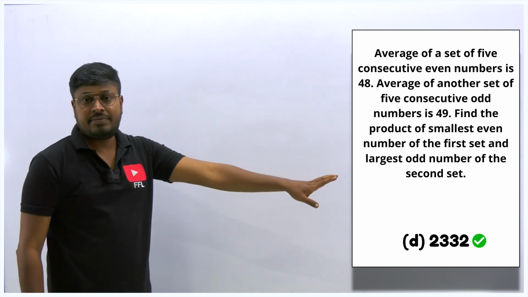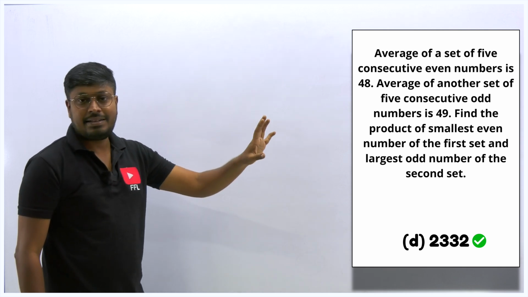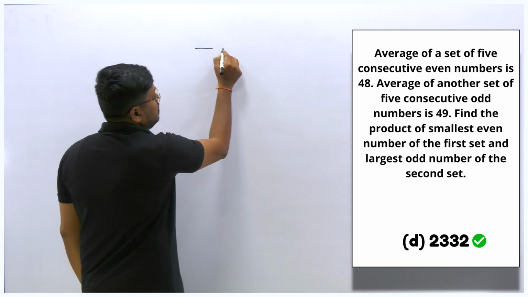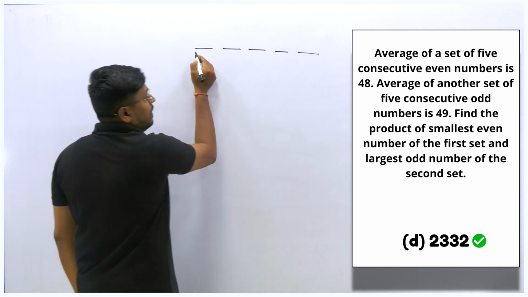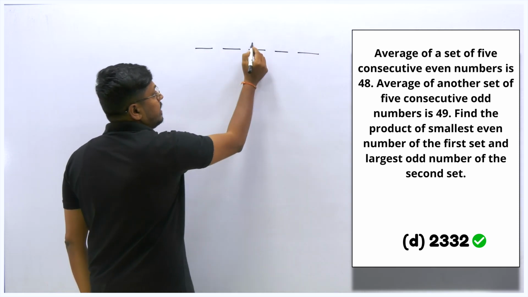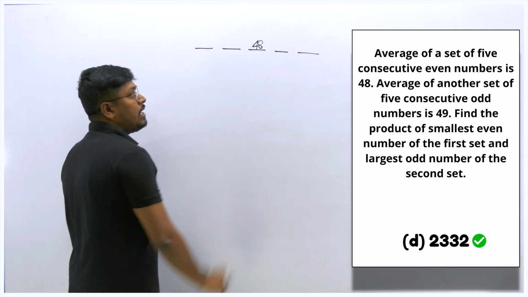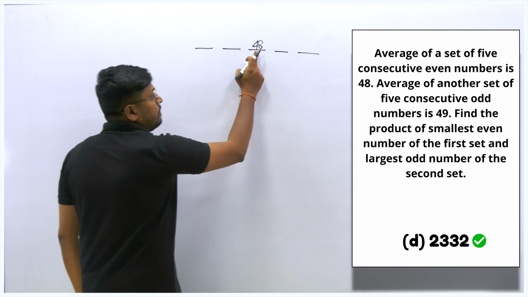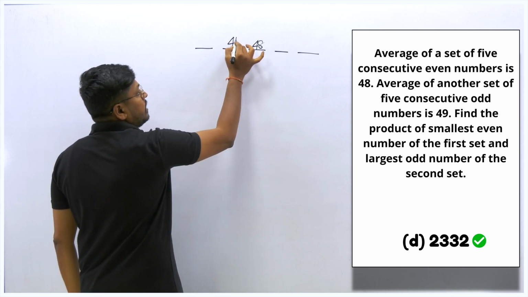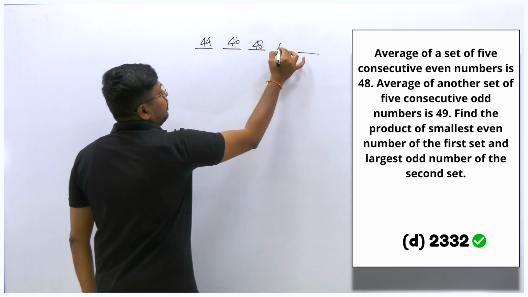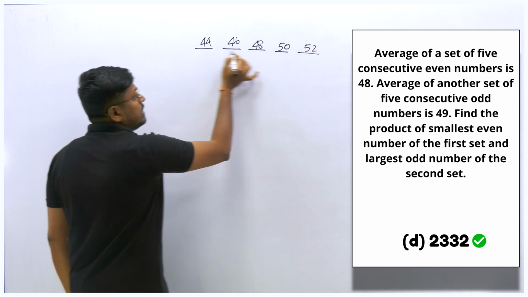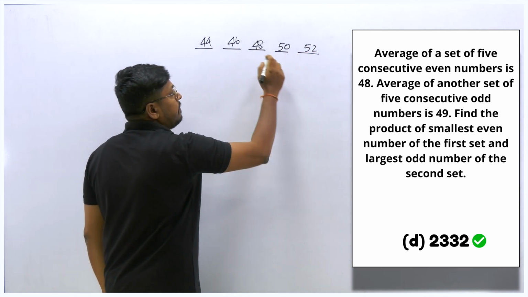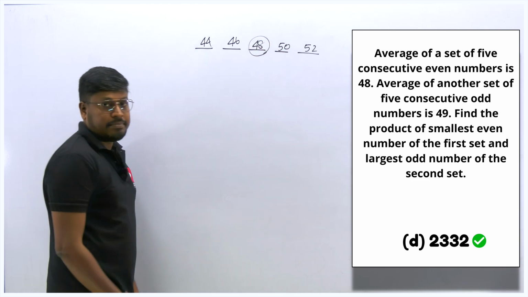If it is consecutive numbers, do not use formulas. It's a simple average of 5 consecutive numbers. If there are 5 numbers and the average is 48, then definitely the center number will be 48. So for 5 consecutive even numbers, it will be 44, 46, 48, 50, 52. If you add all the numbers and divide by 5, you will get an average of 48. That is the meaning of it.